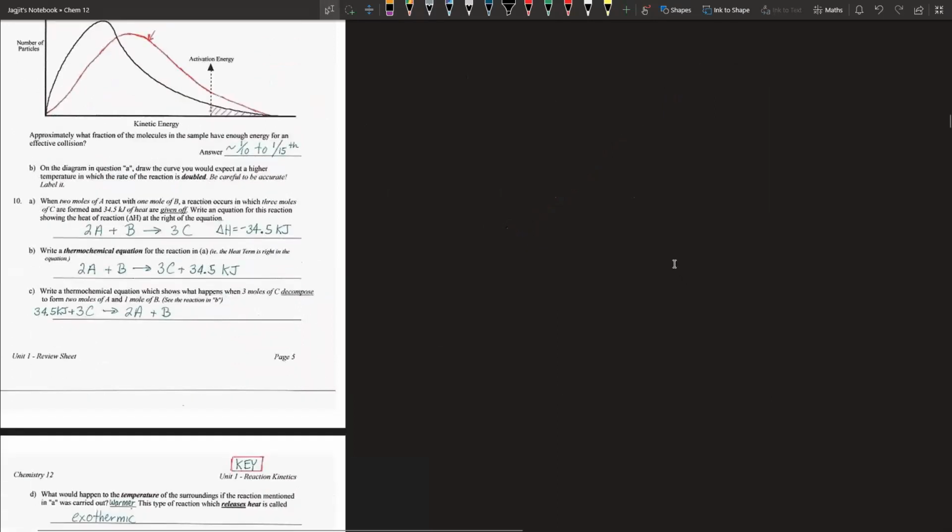Okay, so next up, what we're going to talk about is exothermic and endothermic reactions. You need to know these inside out. We're going to first start off with exothermic reactions.